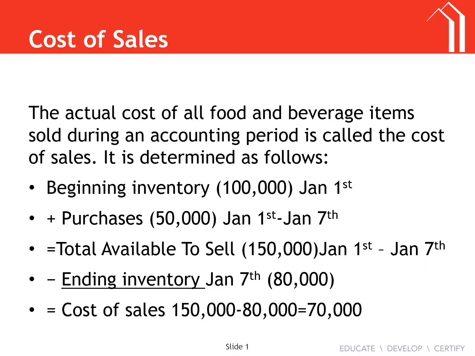Now, end of the week, January 7th comes along. Now you have to count your ending inventory. After you do your inventory, you find out you have $80,000 worth of products in your restaurant. That is your ending inventory.